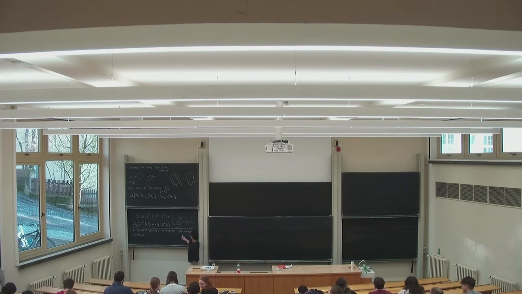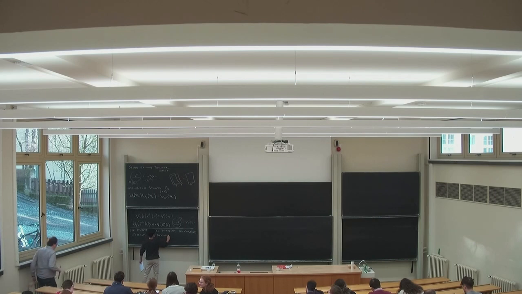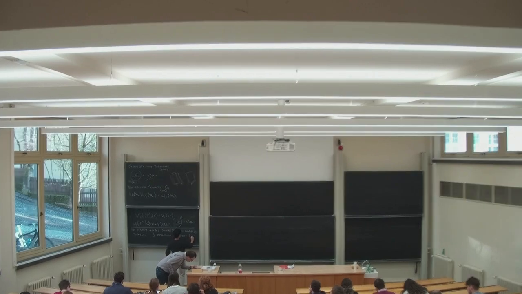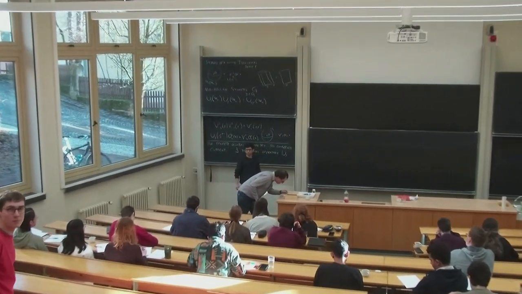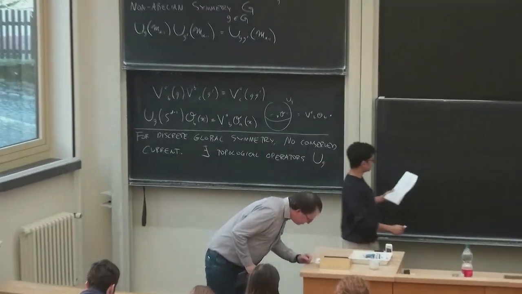So for discrete global symmetries, there's no conserved current, okay? But we do have a topological operator. But there do exist topological operators U sub G. All right? So let me just give you an example.